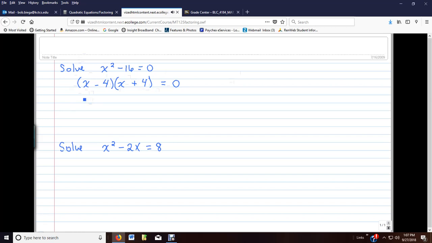The second step in solving by factoring is to set both of these to 0. So we'll set our two factors to 0. And then we'll finish solving each of these two equations for x. So add 4, and we get x equals 4. And on the second one, since it's a plus 4, we'll subtract 4, and we get x equals negative 4. Our two solutions are negative 4 and 4.